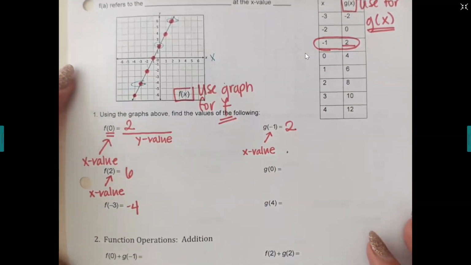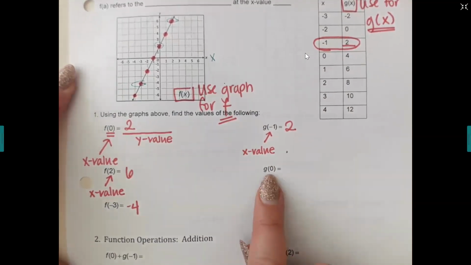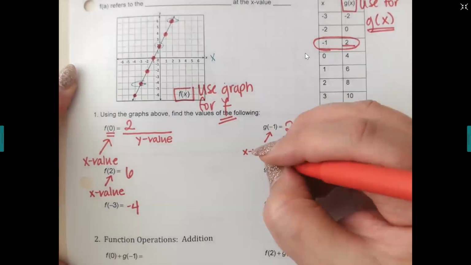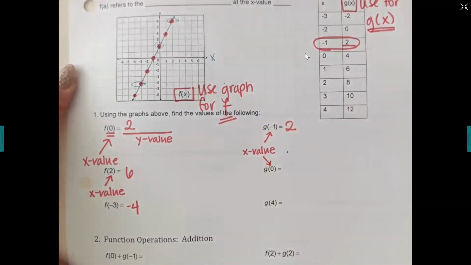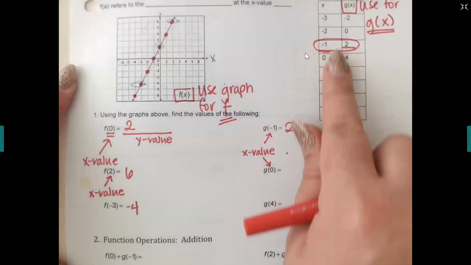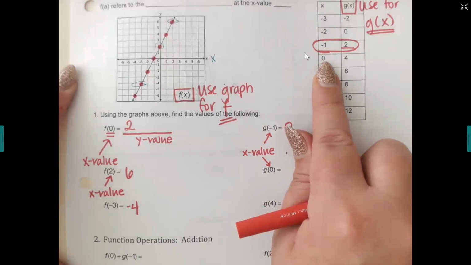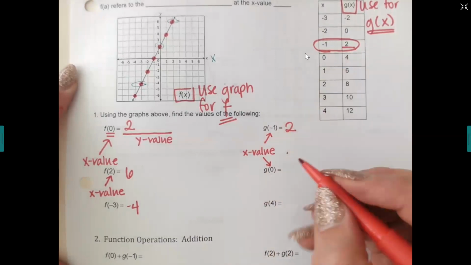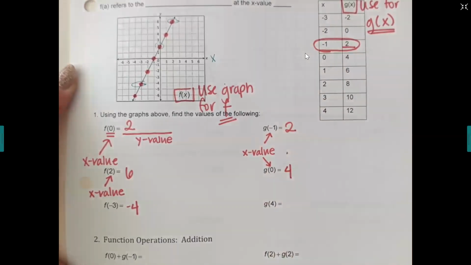Okay, next one is g of 0. So 0 is the x value, and then remember that my answer should be the y value. So if I'm looking for g of 0, I'm gonna find 0 here. And then I'm gonna pick the partner with it, which is 4. So the first number is the x, the number that you're giving back is the y.